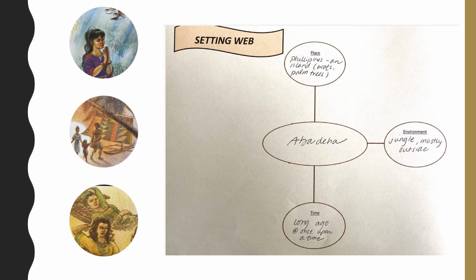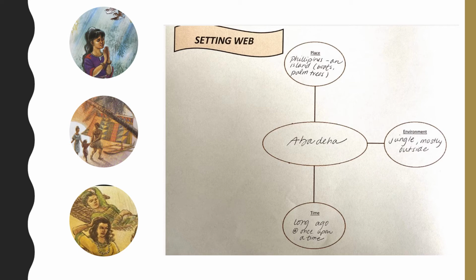So that tells me it must really be kind of like an island. And I'm using that schema, my background knowledge, to really think about what an island is like. The environment, I think, must mostly be jungle, and the story takes place mostly outside.